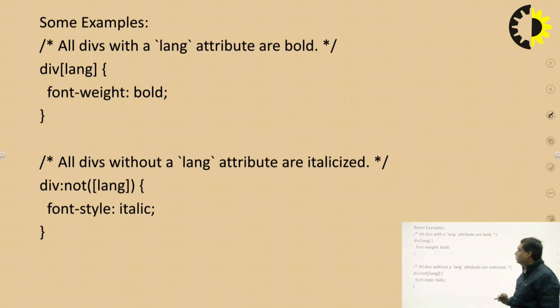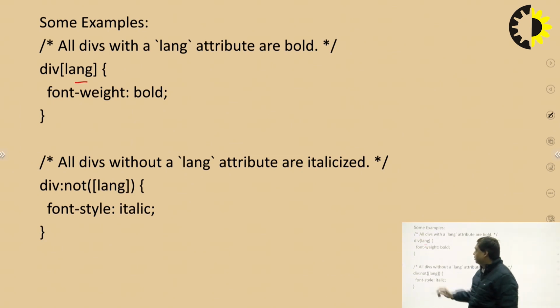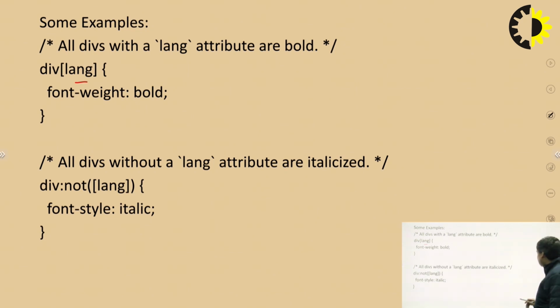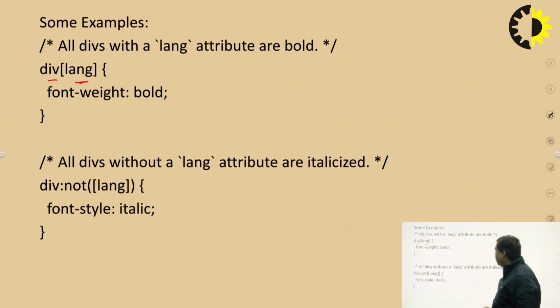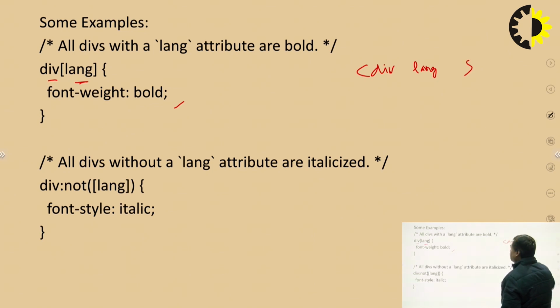Next example is the language attribute. Just remember, it is the first rule. In the first rule, only the name of the attribute is mentioned. So any div tag having the lang attribute, this CSS will be applicable, that is font weight equal to bold. So whenever we are using the div tag, if the language attribute is mentioned, we are not giving the value for the language. If you just write the language attribute, suppose we have written div and just write the language attribute, this CSS will be applicable.